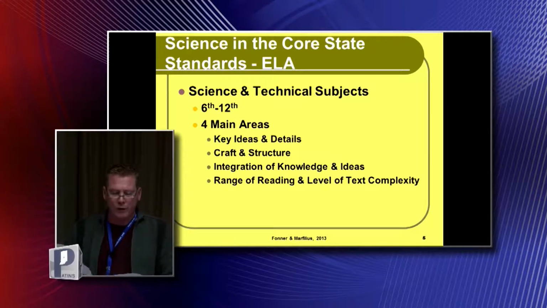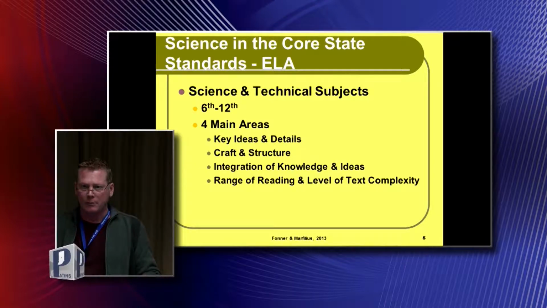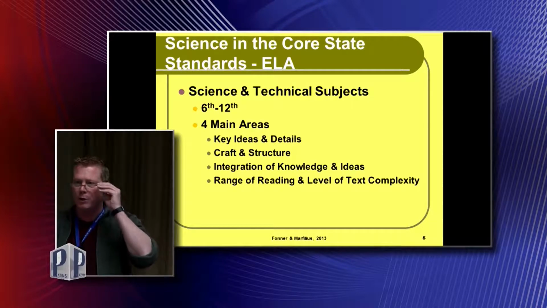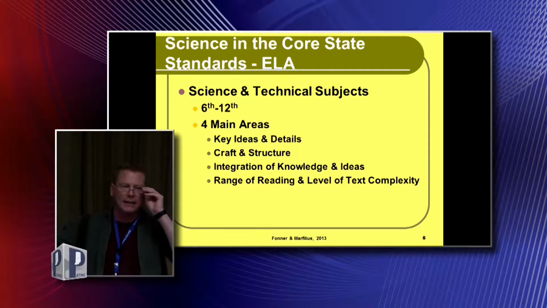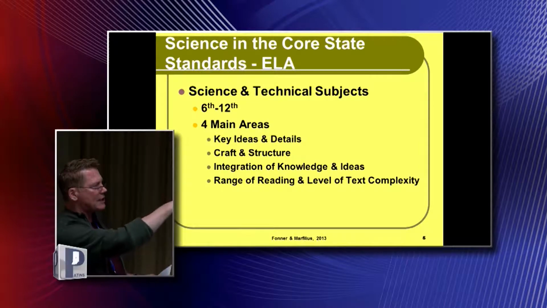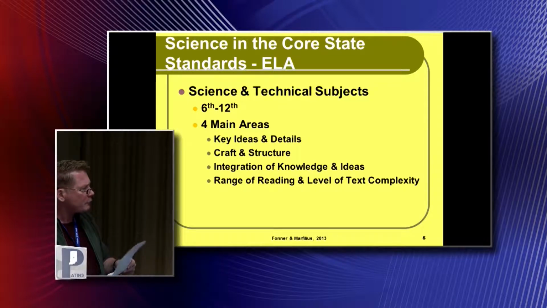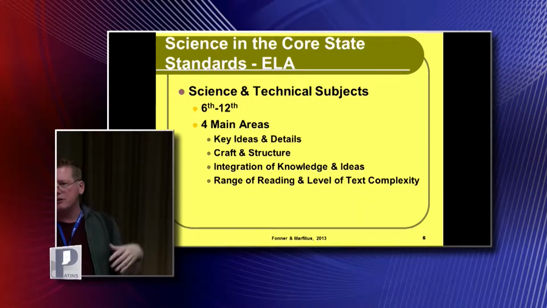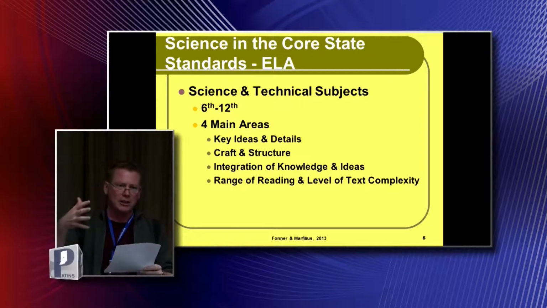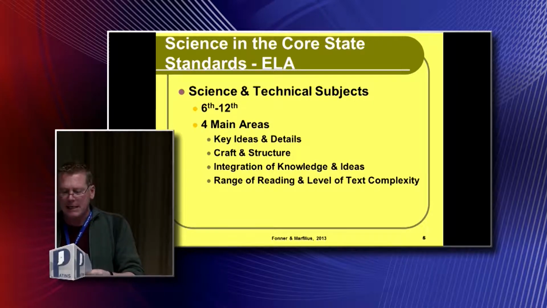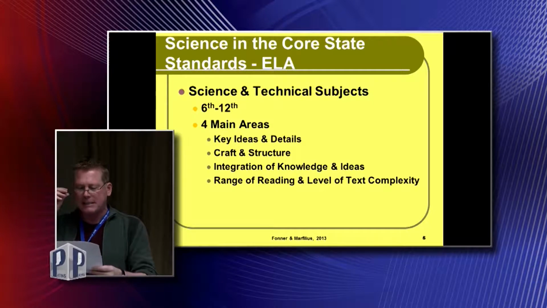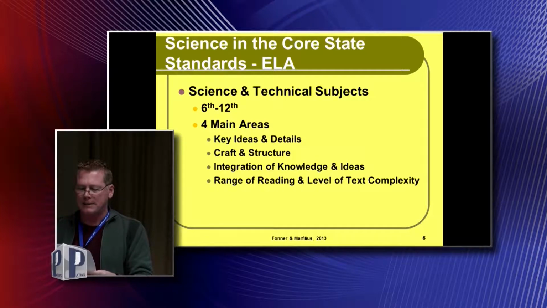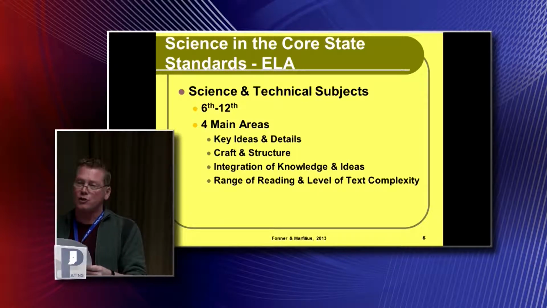On the web, there's going to be a one-page, two-sided handout available that lists what those Common Core standards are, 6 through 8, 9 through 10, and 11 through 12. The standards are spelled out in 4 main areas. The first area is key ideas and details. To give you an idea, they're going to be asked to cite specific textual evidence to support analysis of science. They're going to be asked to follow precise multi-step procedures when carrying out experiments and taking measurements.